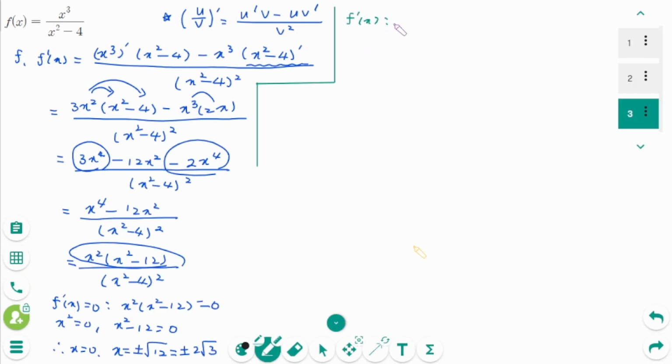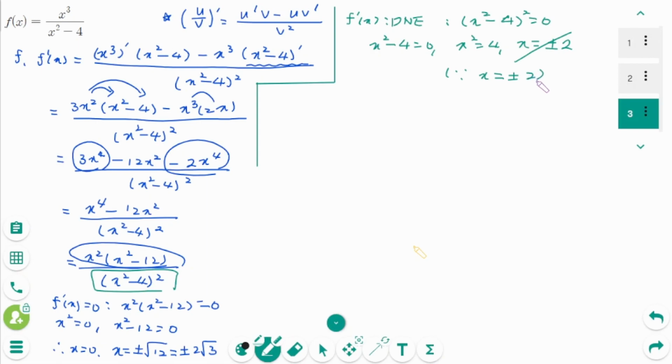F prime of x does not exist when the denominator is 0. That means x squared minus 4 equals 0. Then x squared equals 4. That means x equals plus minus 2. But we cannot use this because the domain cannot be plus minus 2. That means critical numbers are x equals 0 and plus minus 2 square root of 3.